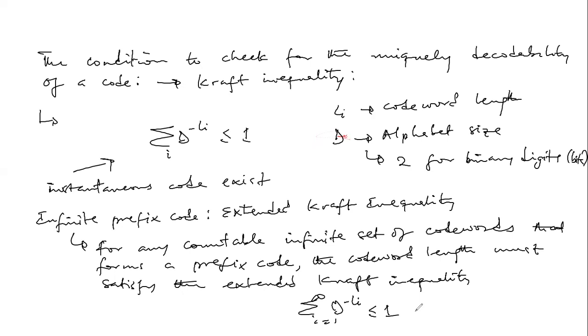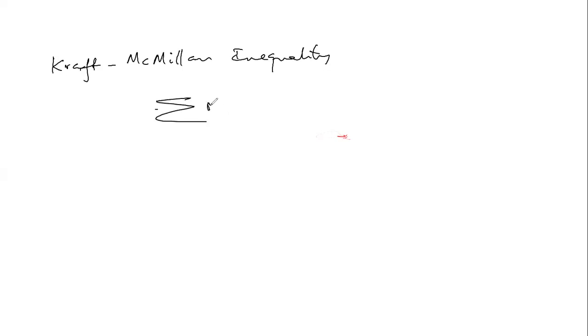And also, we now have the Kraft-McMillan inequality, which describes the summation of the alphabet size to the power of the negative code word length. Recall what we have previously is also negative.